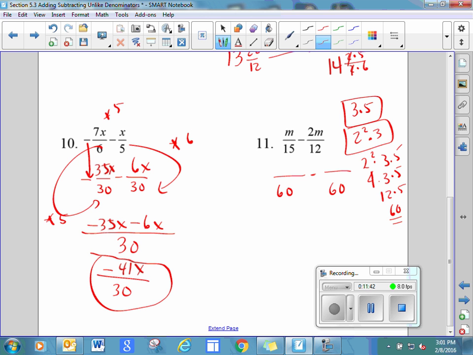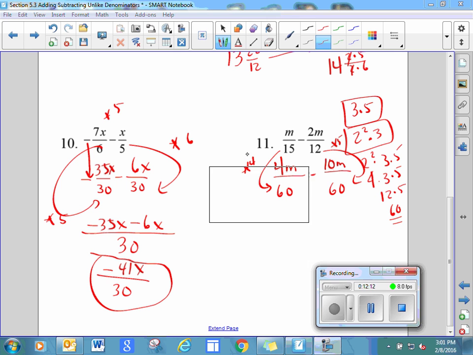So again, I'm making my shell. I ask myself, how can I get from 15 to 60? And that is times 4. So if I'm going to multiply this guy times 4, I have to multiply the numerator times 4, and I get 4m. 12 times 5 is 60, so I have to multiply the 2m times 5, which is 10m. Now I'm ready for the single. I'm going to have to move this guy.